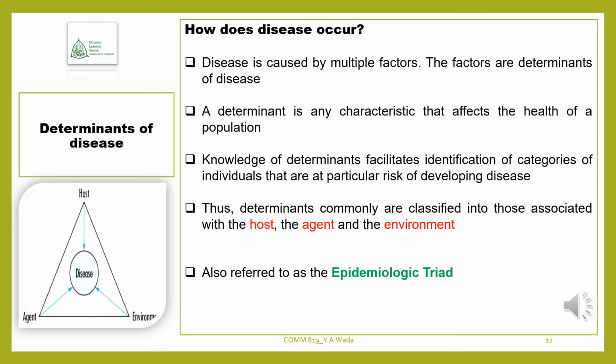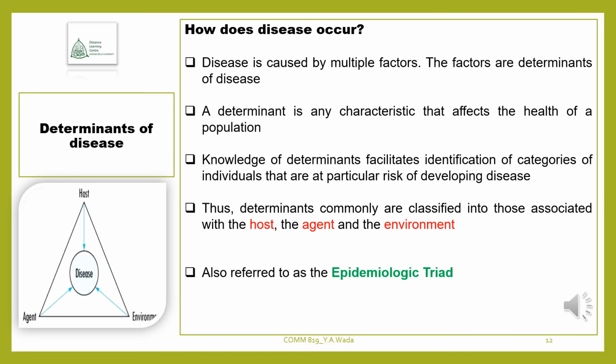So here we'll be looking at the establishment of disease, in other words, determinants of disease or causal components. And these causal components can be classified as the agent, the host, and the environment. The three interact together in order to establish a disease, the presence of a disease. Here we say disease is caused by multiple factors, and the factors are determinants of disease.